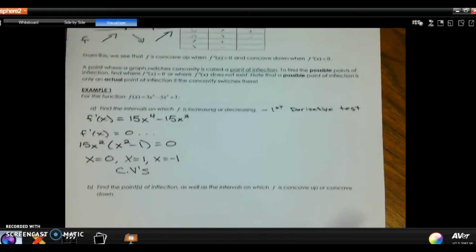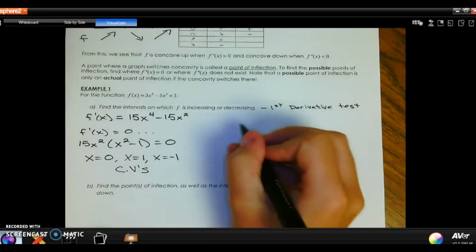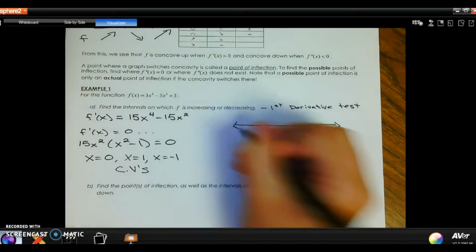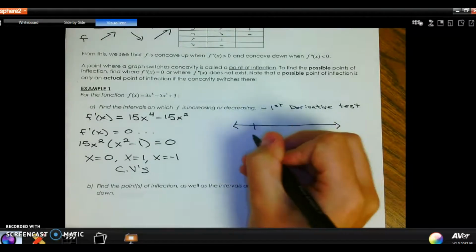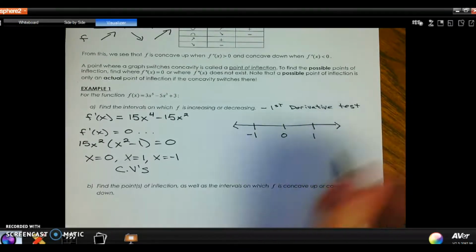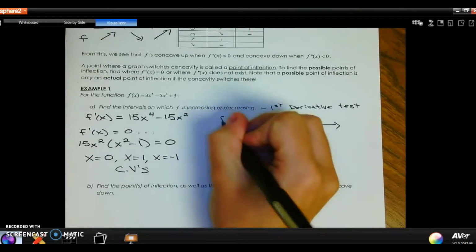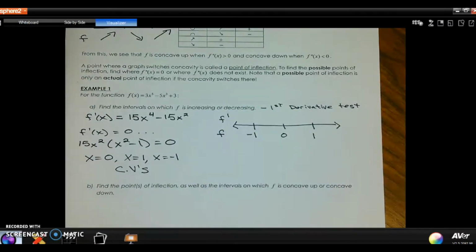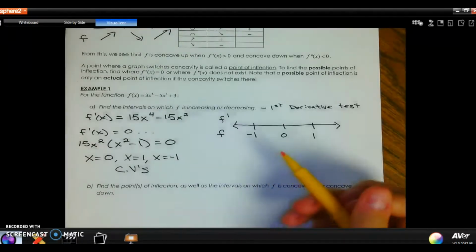Now I take those critical values and put them on a number line. Recall that when you put your values on the number line, they need to be in order. So negative 1 comes first, then 0, then 1. I always make myself a note that I'm plugging into the derivative, and it's telling me information about the original.